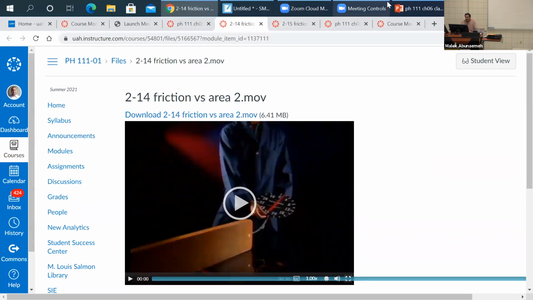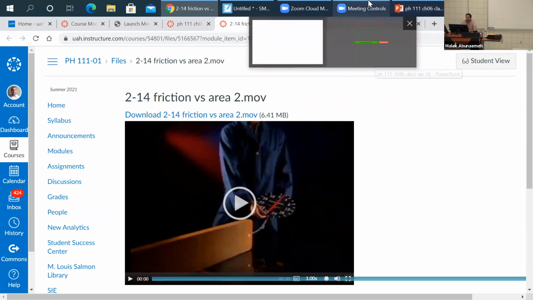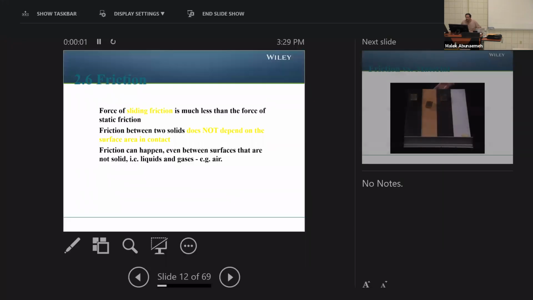Whatever the area is, it doesn't matter the area of contact, it's going to be the same force, whether it's on the side, upside down, or on the other side. The force of sliding friction is much less than the force of static friction. The friction between two solids does not depend on the surface area in contact. Whether you put it on the side or upside down, it's going to be the same thing. Friction can happen even between surfaces that are not solid. For example, friction can happen between liquids or gases.